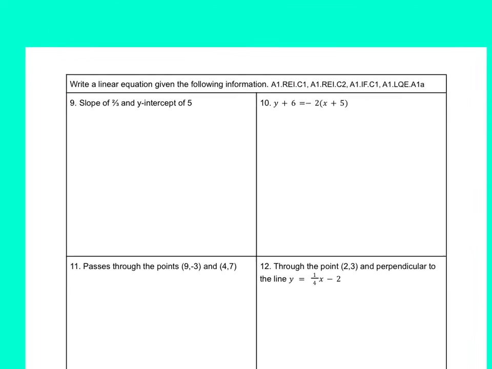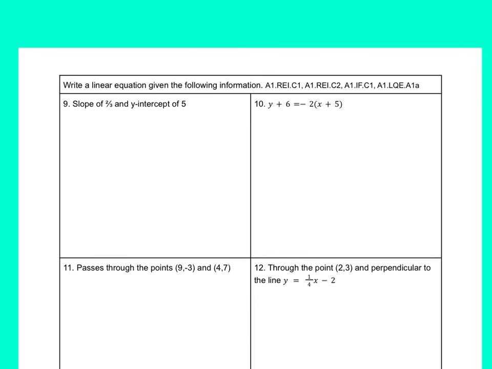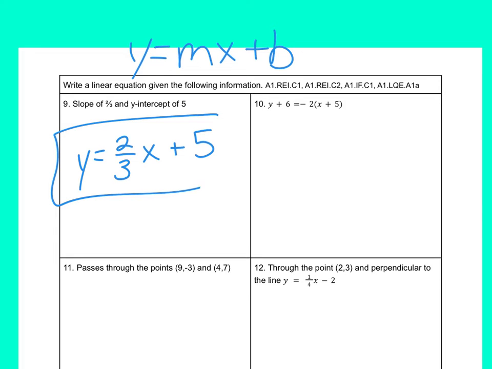Next up, we have write a linear equation given the following information. So they tell me the slope and they told me the y-intercept is 5. How would I put that in an equation? Yep, so my equation is y equals mx plus b. M is the slope and b is the y-intercept. So if they told me the slope is 2/3, it's just going to be 2 over 3 x plus 5. Good.